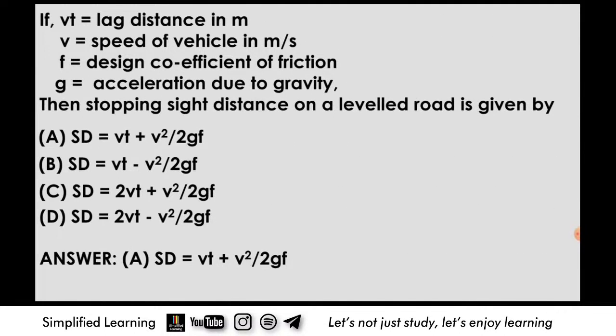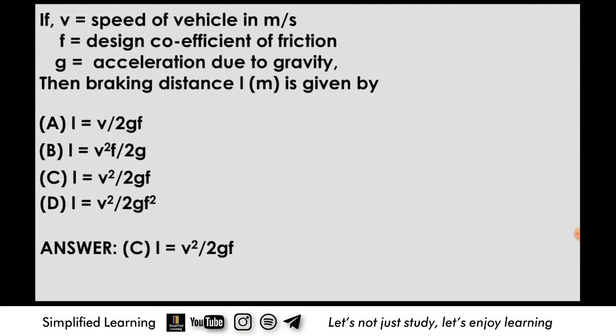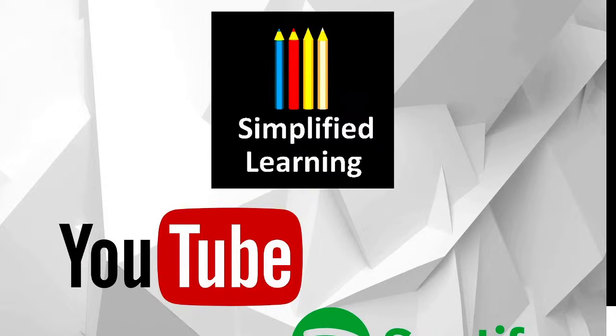If Vt is equal to lag distance in meters, V is equal to speed of vehicle in meters per second, f is the design coefficient of friction, that is mu, and small g is acceleration due to gravity, then the stopping sight distance on a leveled road is given by SSD equal to Vt plus V square divided by twice gf. Then if V is speed of vehicle in meters per second, f is design coefficient of friction, g is acceleration due to gravity, the braking distance L in meters is given by L equal to V square by twice gf.